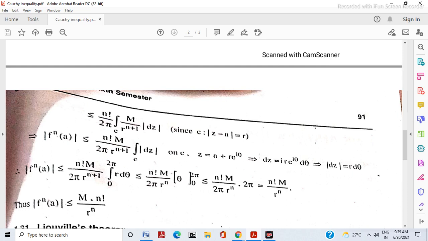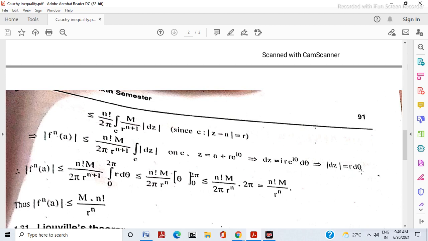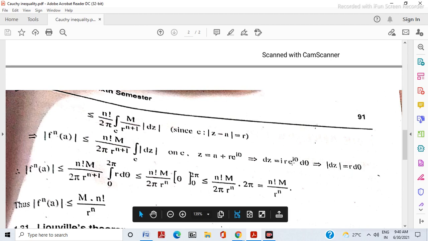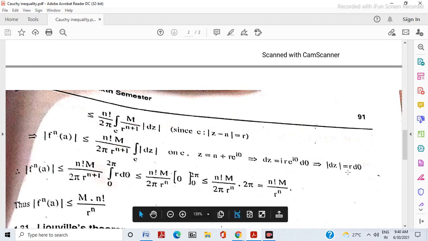Then take modulus on both sides. Modulus of dz: mod i is 1, mod R is constant, only R, modulus of e power i theta is 1, then into d theta. Modulus of e power i theta means square root of cos square theta plus sin square theta, that means 1 only. Then modulus of dz is R d theta. Then M n factorial by 2 pi R power n plus 1. But theta varies from 0 to 2 pi, since it is a circle. Then integral from 0 to 2 pi of R d theta.